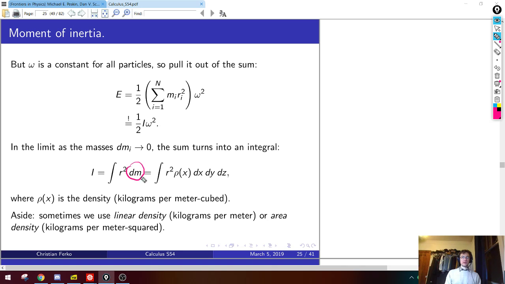And again, you usually like to write the mass of a little chunk not as dm, but in terms of the density. So for instance, if this were a 3-dimensional integral, you could write the mass of a little chunk as the density times a little volume, dx, dy, dz. So this is the 3-dimensional version. Just to distinguish, sometimes you have a linear density, which would be in like grams or kilograms per meter. You can also have an area density, which is grams or kilograms per meter squared. Here I've written this as a volume density, so this would be grams per meter cubed.